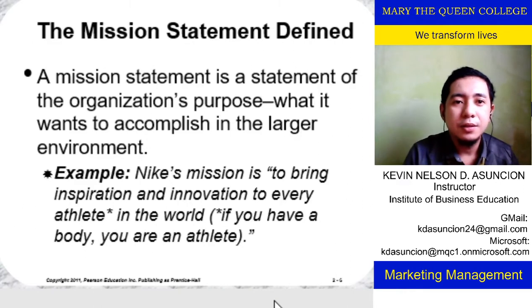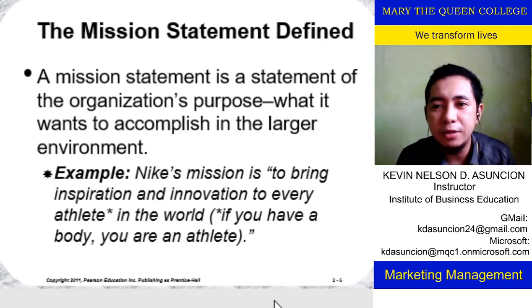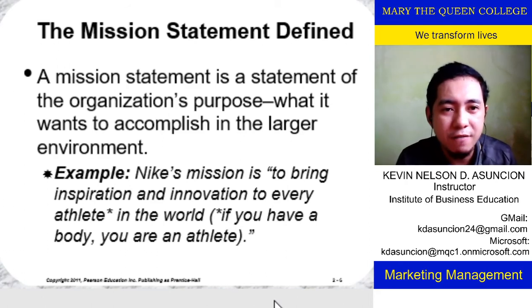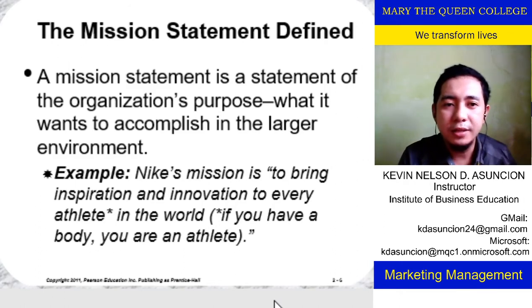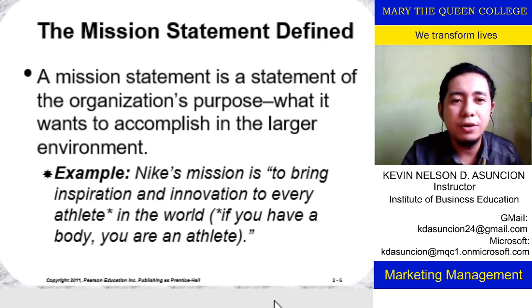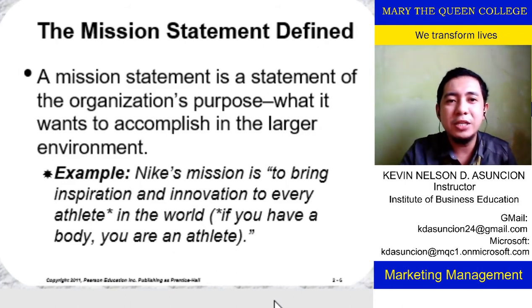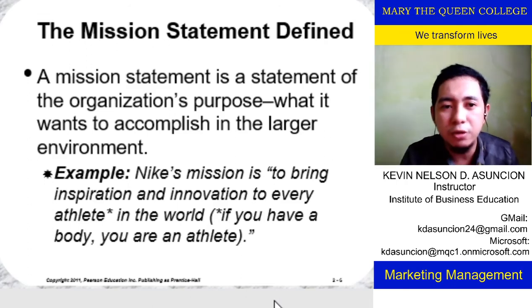Okay? So, what's a mission statement? No? A mission statement is a statement of the organization's purpose, what it wants to accomplish in the larger environment. So look at this example as stated in the first slide earlier, that Nike's mission is to bring inspiration and innovation to every athlete in the world. No? If you have a body, you are an athlete. So that's their mission statement, wherein it's what Nike wants to bring to the people. That's the mission statement.